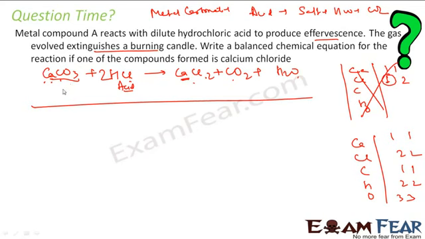I can write the states of this. This can be solid, this can be aqueous, this can be aqueous. Carbon dioxide is a gas, water is liquid. This is my balanced chemical reaction. Correct? So how did we find this? We found that it was giving a salt, carbon dioxide and water with the acid. So we found that this has to be a metal carbonate.